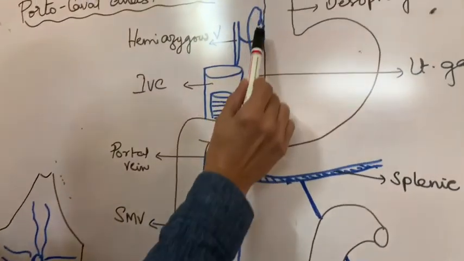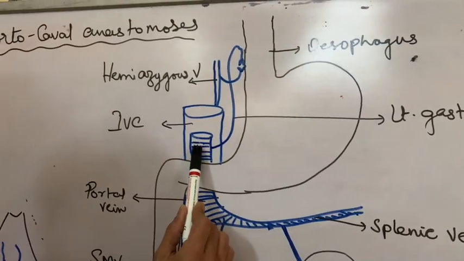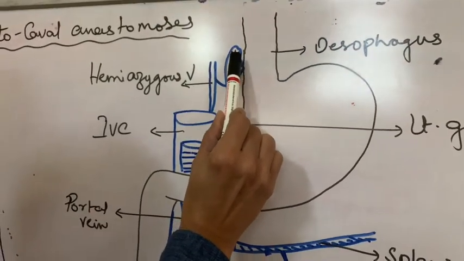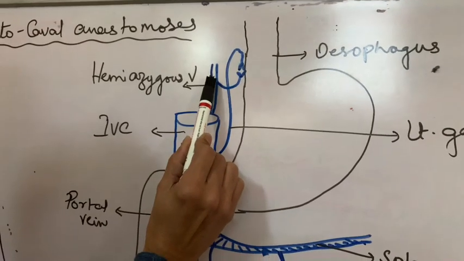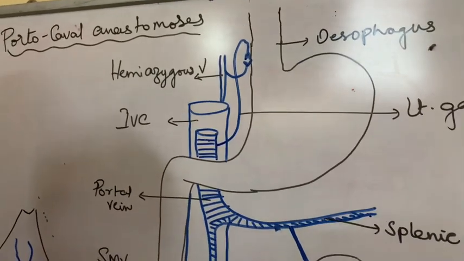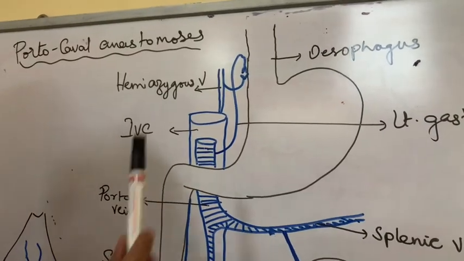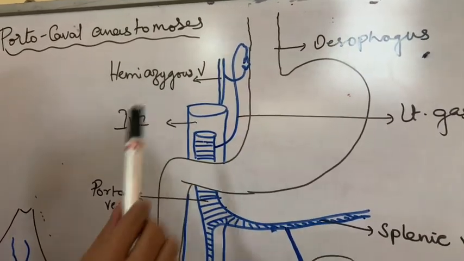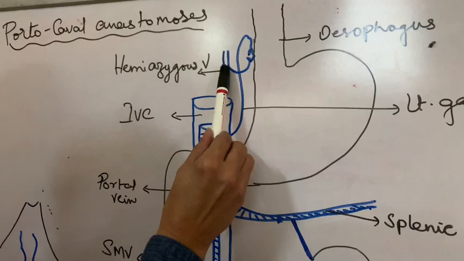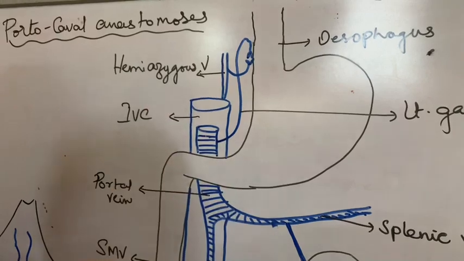This is the left gastric vein draining into the portal vein. A tributary of it, that is the esophageal branch of the left gastric vein, is anastomosing with the esophageal tributary of the hemiazygous vein at the lower end of the esophagus. I repeat, the esophageal tributary of the left gastric vein belonging to the portal system is anastomosing with the esophageal tributary of the hemiazygous vein belonging to the caval system.